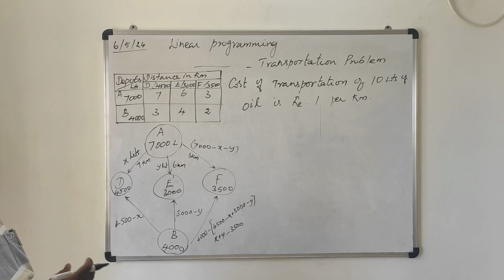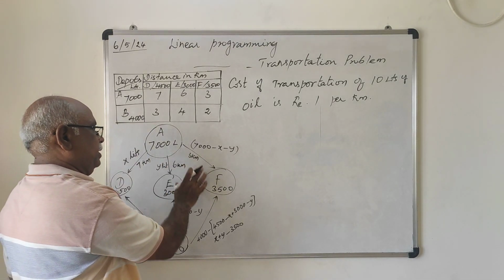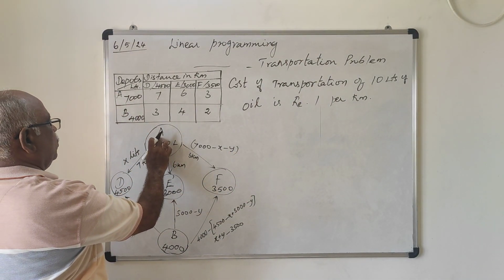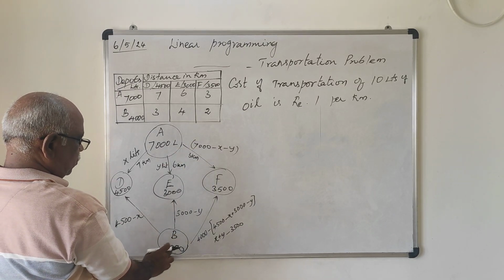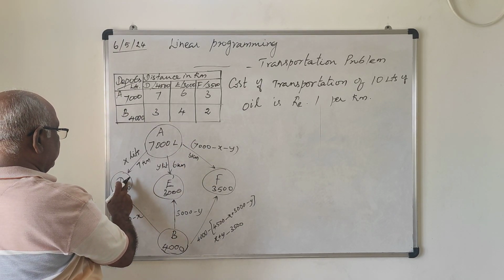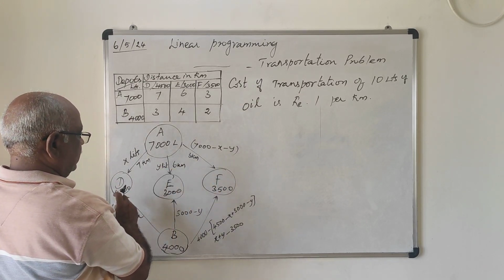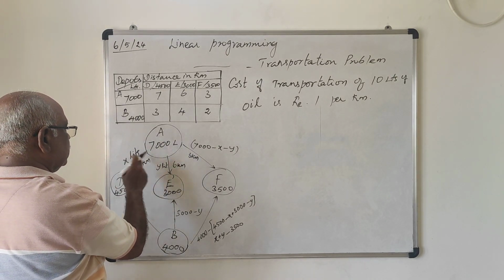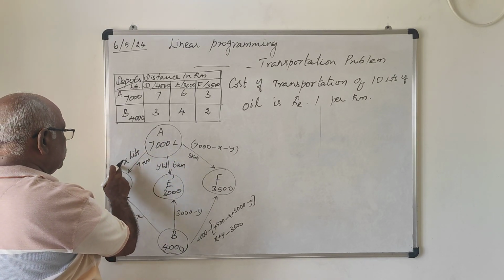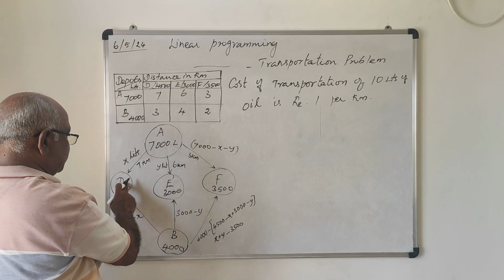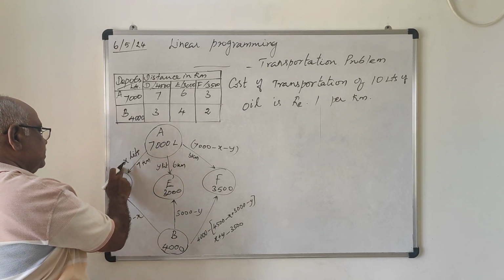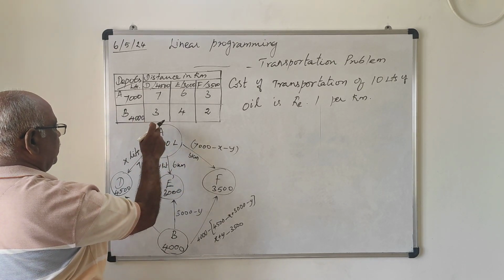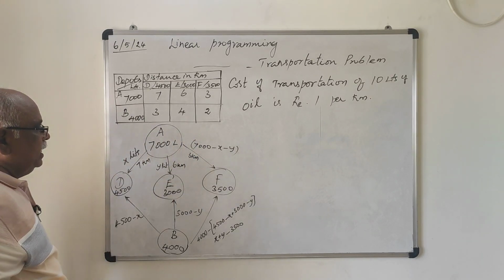And what is the minimum cost of transportation using linear programming we have to determine. So depot A has 7,000 liters of oil and depot B has 4,000 liters of oil. The three pumping stations D, E and F are there. From the depot A, X and Y are the liters of oil transported from the depot A to pumping stations D, E respectively. X liters of oil from A to the depot D and Y liters of oil is transported from depot A to the pumping station E.